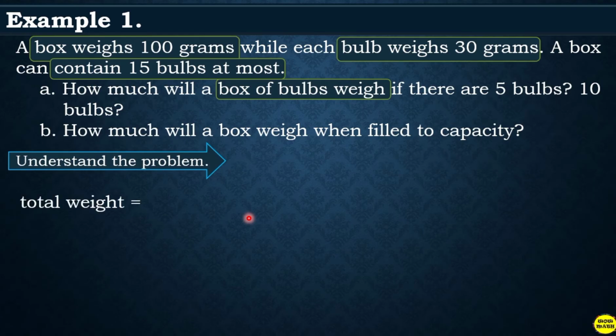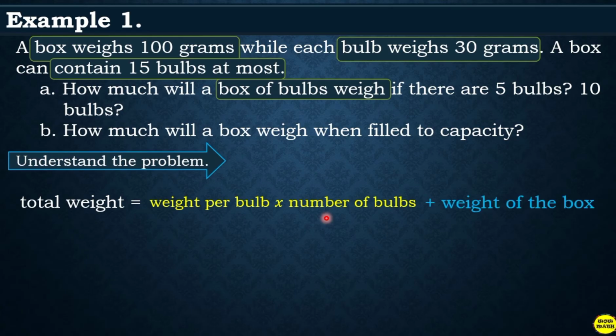So, ang hahanapin natin is the total weight. Ano ang total weight? So, kukunin natin yung weight per bulb. Ita-times natin siya dun sa kung ilang bulb meron sa isang box. Okay? Plus, i-add natin yung weight ng box. So, ang una natin gagawin, kailangan, ilan ba yung laman? Ilan ba yung bulb natin? Kung ilan yung bulb, ita-times natin siya dun sa 30. Pag times natin sa 30, i-add natin yung weight mismo ng box, which is 100 grams.